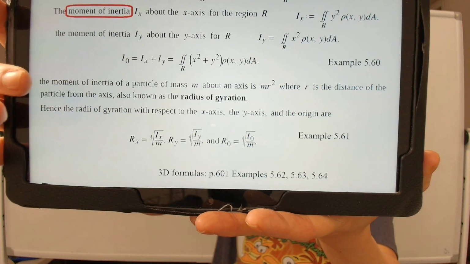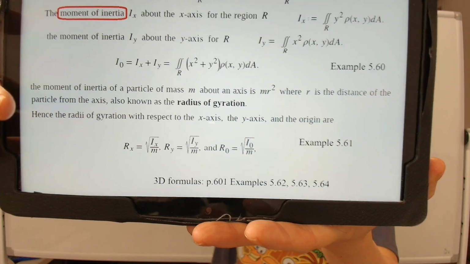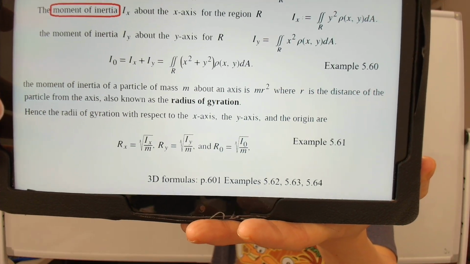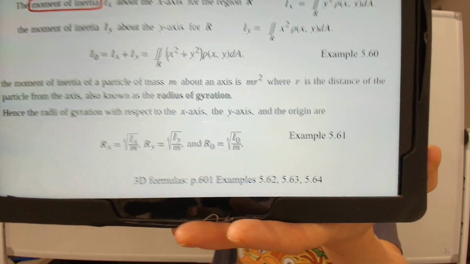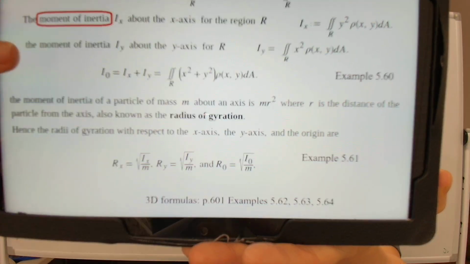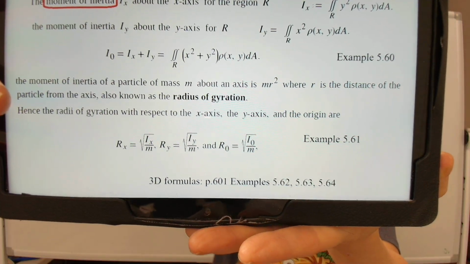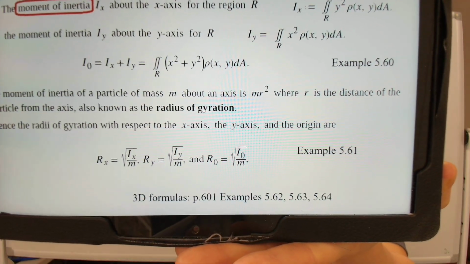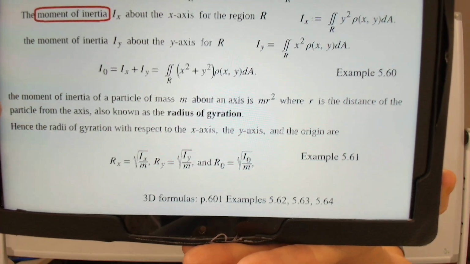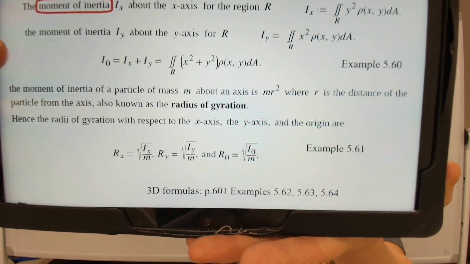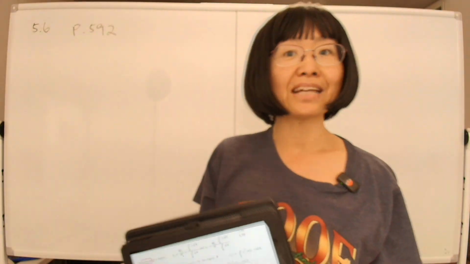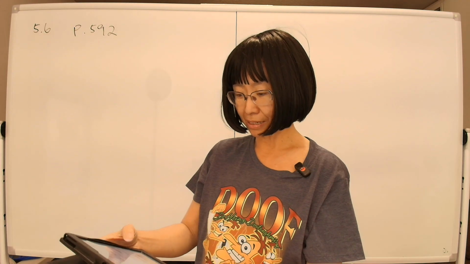And then eventually, you have radius of gyration. The radius of gyration is defined as the moment of inertia up here divided by the mass. And then you take the square root. And then you have Rx, Ry, and R0, which is depending on Ix, Iy, and I0. So with that, please do example 5.61.